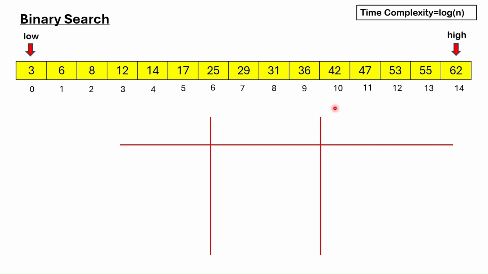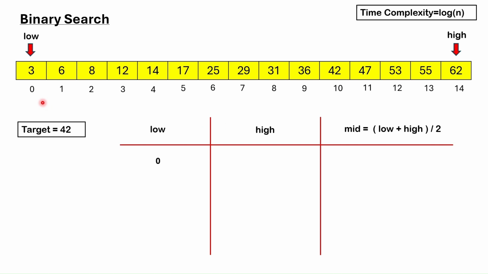Suppose we want to find the element number 42, which is at index 10. So our target index is 10. Let us look at how to perform binary search. We take low, high, and then we calculate mid, which equals (low plus high) by 2. Low is 0. High is 14. Mid is (0 plus 14) by 2, which is 7.